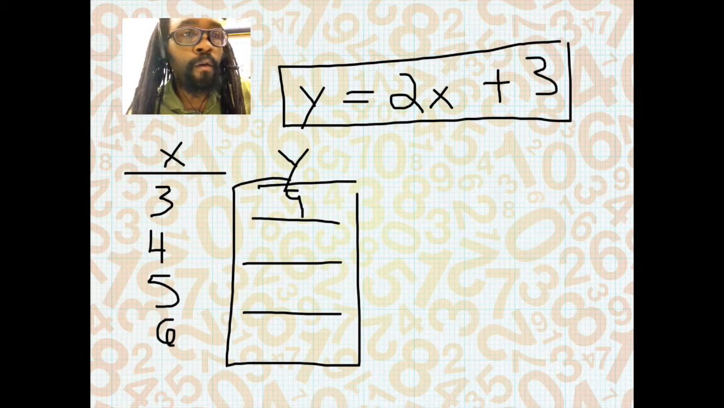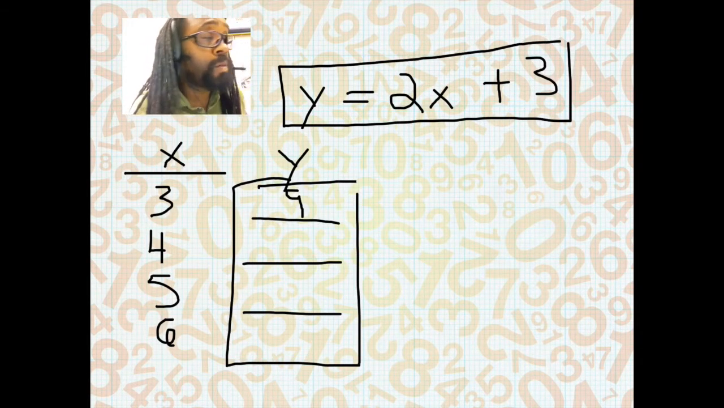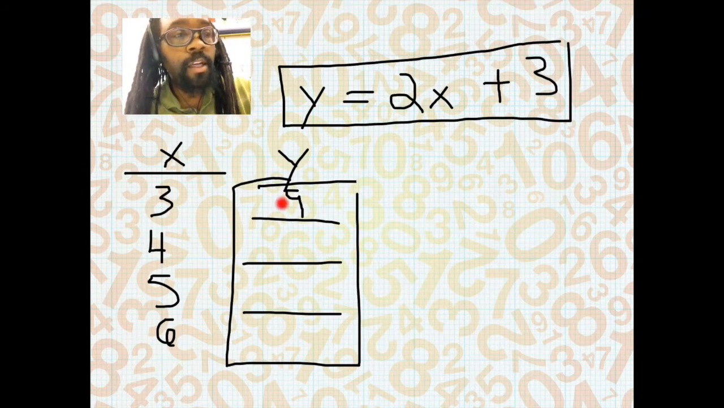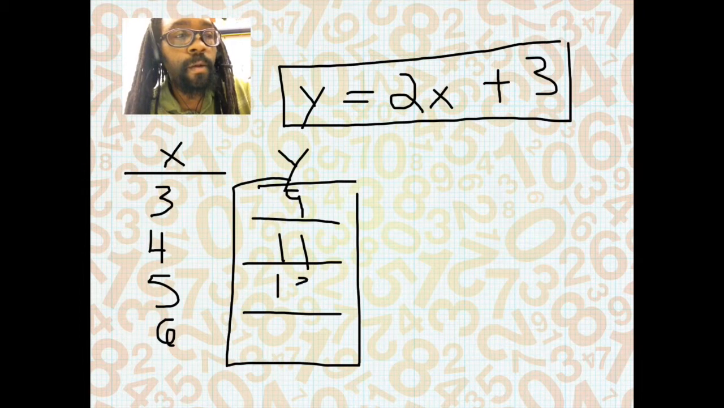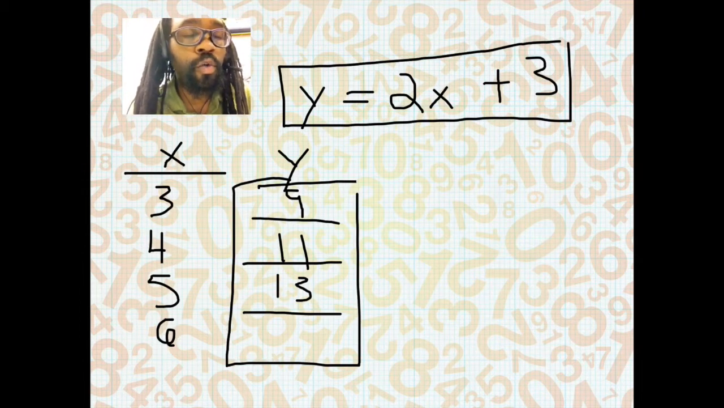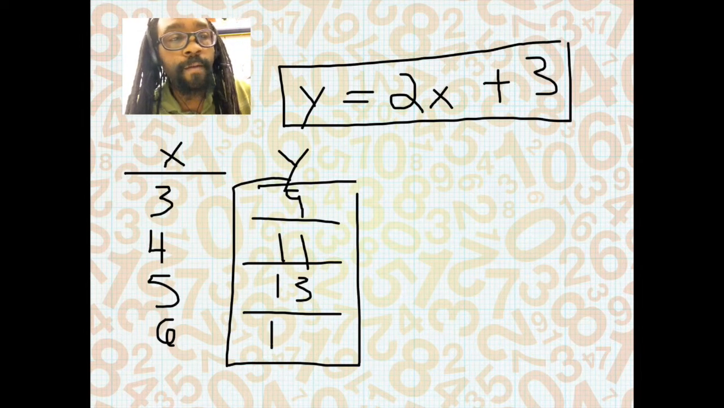And let's plug in the 4. 4 times 2 is 8, plus 3 is 11. Let me write that down. Then you go ahead and take 5 times 2 is 10, plus 3 is 13. And the last one, 6 times 2, which is 12, plus 3, and you get 15.